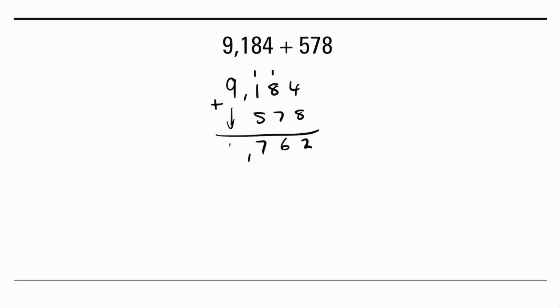9,184 plus 578. So I like to have the larger number up the top. Just lining up those places together. And so we get 4 plus 8 is 12. Carry the 1. 1 plus 8 is 9, plus 7 is 16. Carry the 1 again. 1 plus 1 is 2, plus 5 is 7. Add our comma, and then we can bring that 9 down. And so we end up with 9,762.